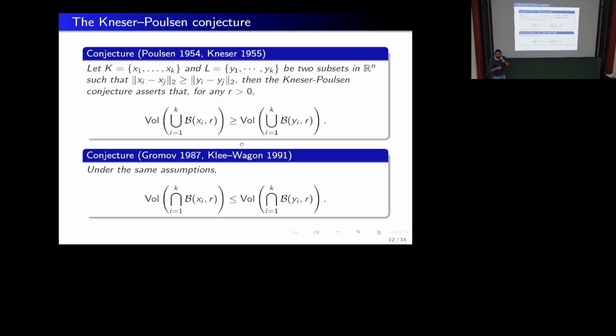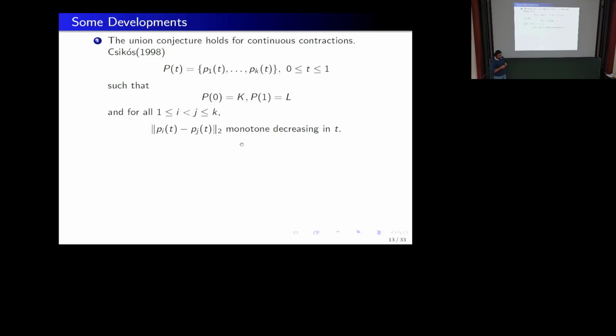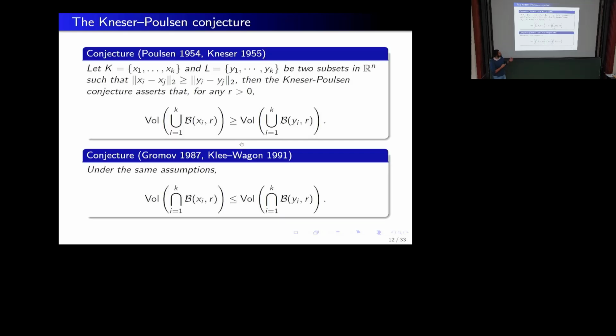Now, some history about all of this. This started with Kneser and Poulsen in the 50s. This is the original conjecture, and these days it's treated with different radii. But for me, all the radii will be the same, as in the original formulation of the conjecture by Kneser and Poulsen. You can talk about this with different radii on each ball.